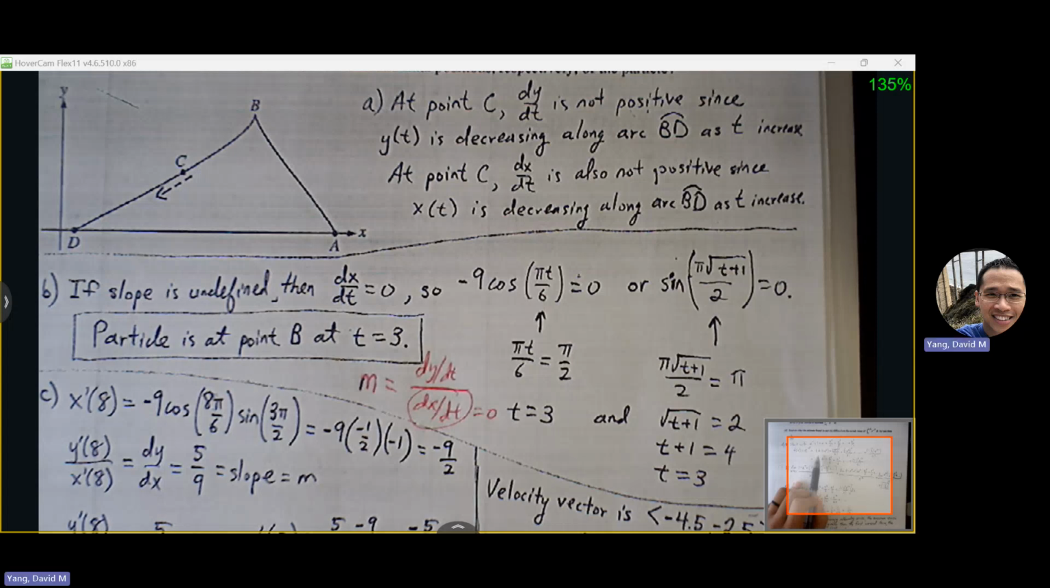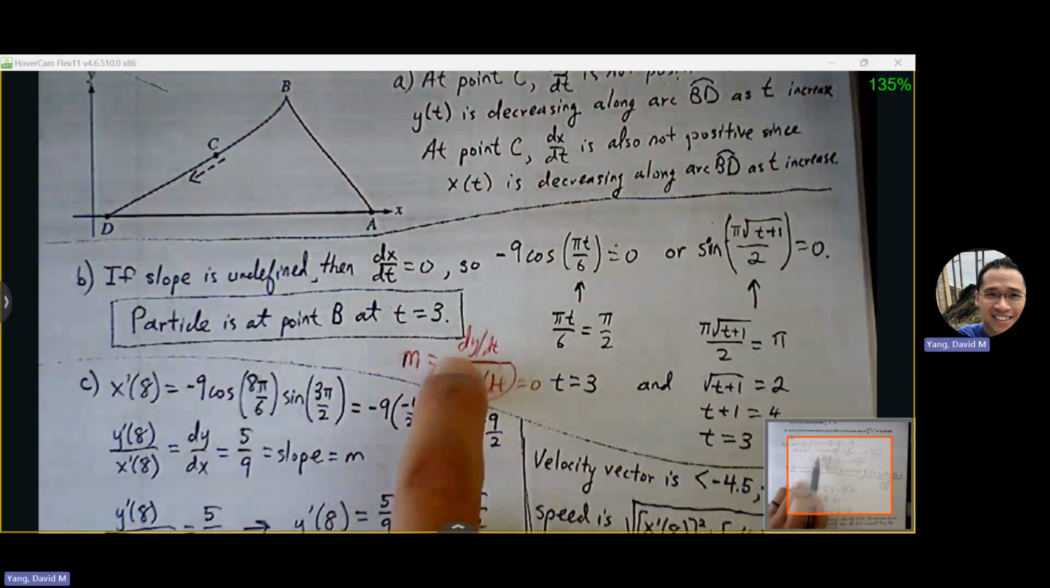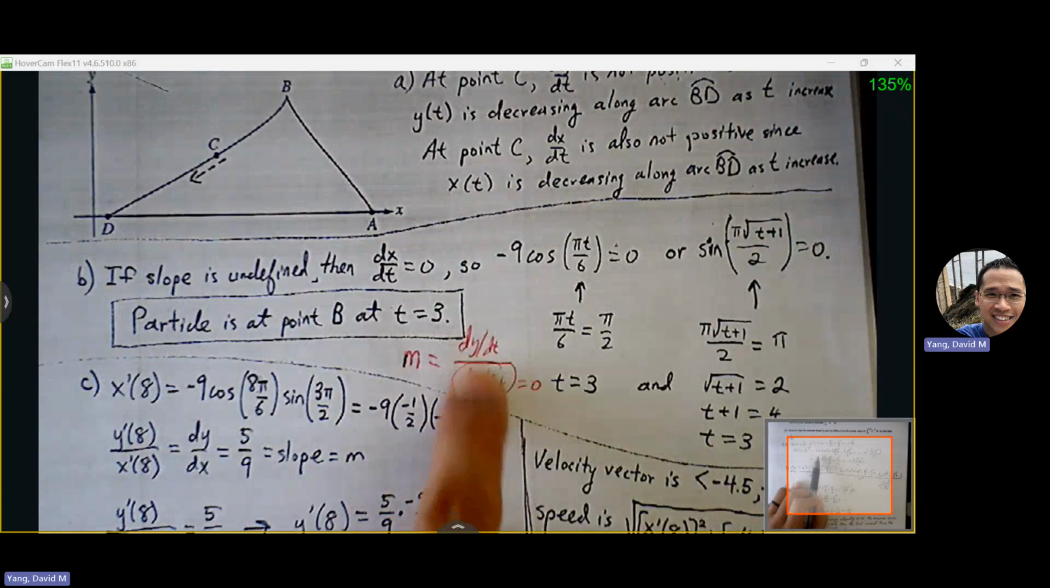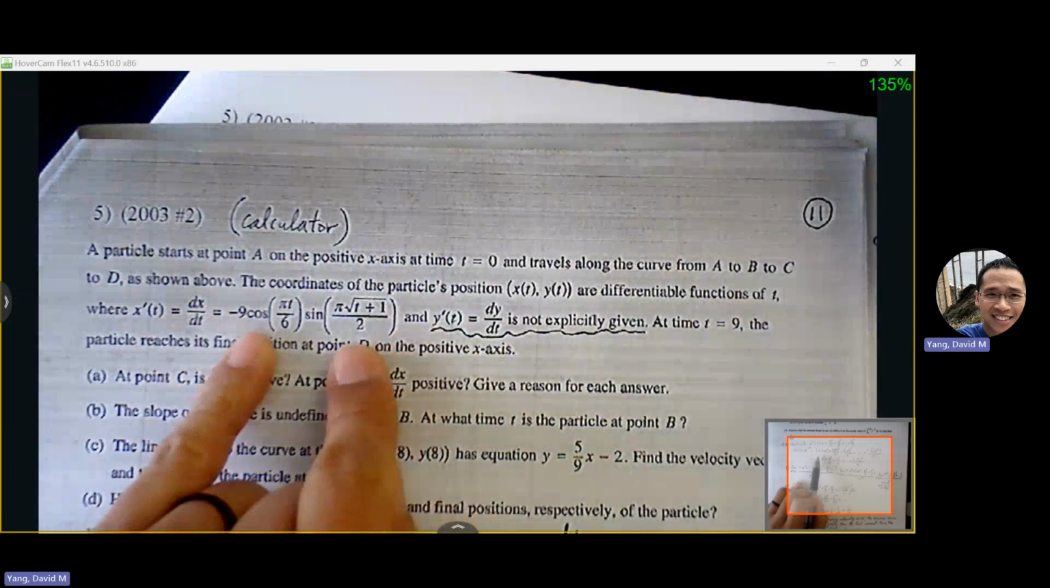Part B, the slope of the curve is undefined. So if we think about a slope, slope is defined as dy over dx, but we can break them into their component forms, dy dt or dx dt. And if I want to figure out where the slope is undefined, I'm looking at the denominator, right? It's going to be where my dx dt is equal to 0. So I can just basically set my dx dt equal to 0 and look for my critical point.